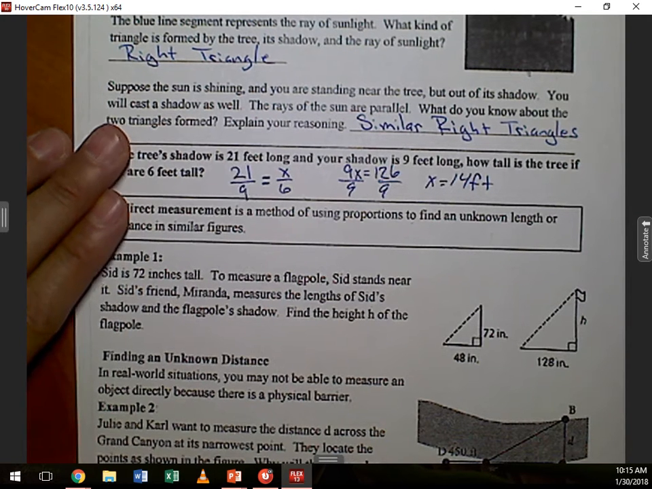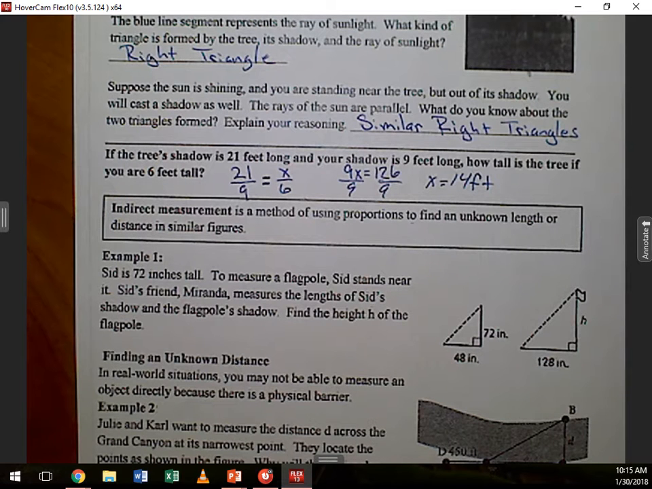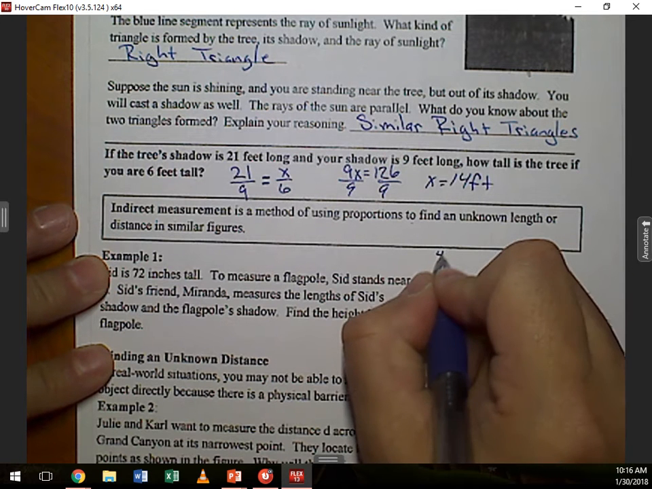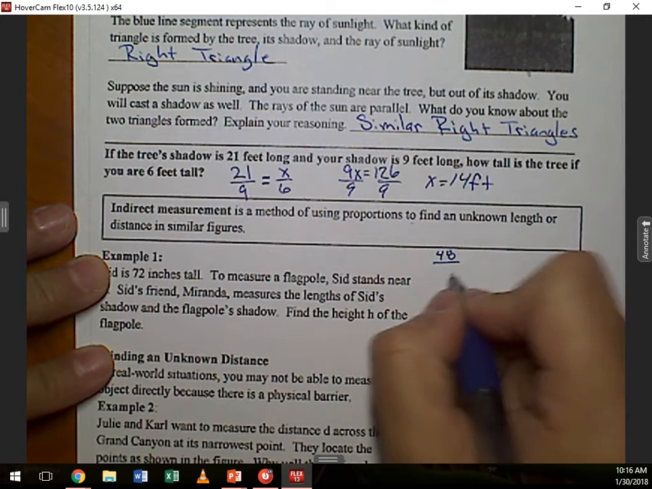Okay, let's start with corresponding sides that I know. Which corresponding sides do I know? I know the 48 and the 128, right? These two sides correspond together. They're the same side of similar triangles, so these are corresponding, and I know both values. That helps out. So I'm going to start with 48 over 128.